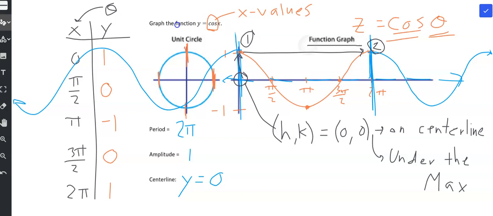Then I come back here and I slide all the way down to the bottom of the wave. Please notice that point number 3 is in the middle, but it is not on the center line. It is below the center line. Sometimes I have kids that think that the third point sits on the center line. And I'm like, well, wait a second. The amplitude would have to take you below the center line. So we've got 1, 2, 3.